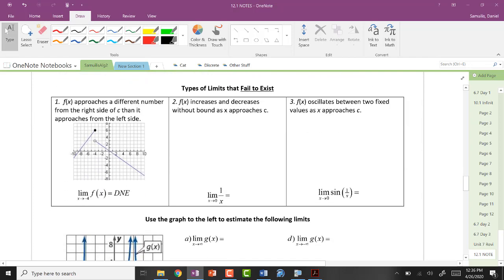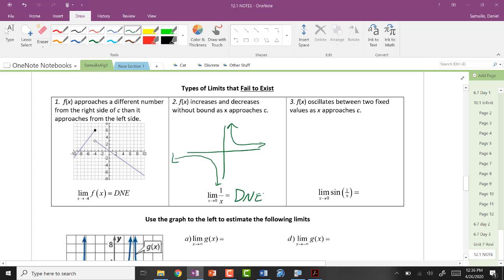All right, some limits fail to exist. Again, if the left and the right are different, it does not exist. Here's an example: the limit as x approaches -4 from the left is 6, but from the right it's 3, therefore it does not exist. Another case is when it increases or decreases without bound as x approaches c. As you're approaching 0, the function 1 over x looks like this. From the left it goes to -infinity, but from the right it goes to +infinity. So it does not exist because they're headed in two different directions.